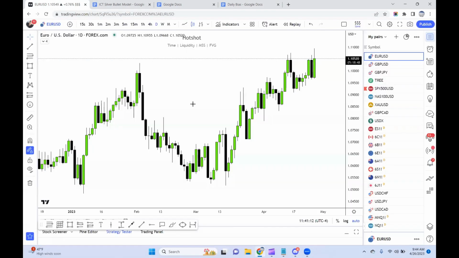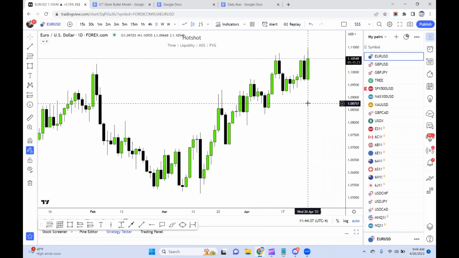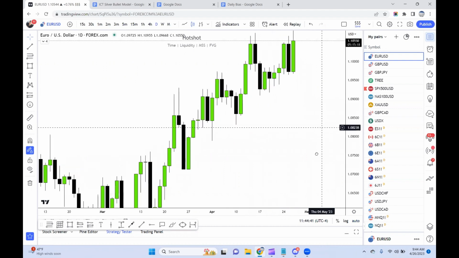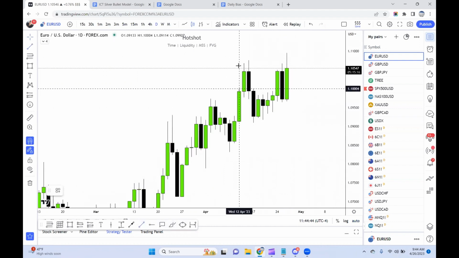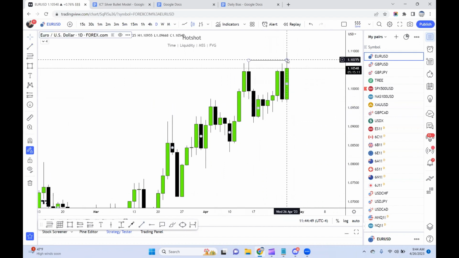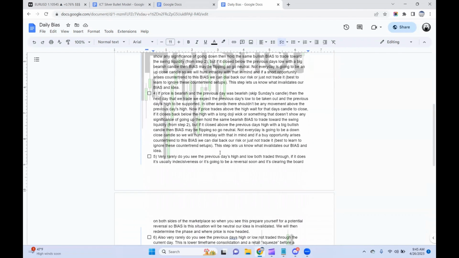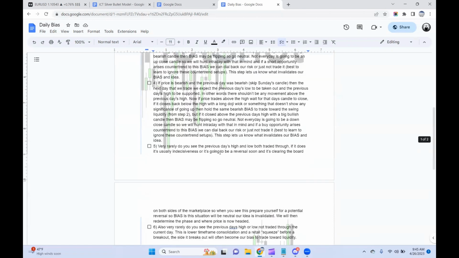So if we bring up Euro USD right now, okay, this is the current day's candle. It's April 26th, Wednesday. And so currently, if you notice here, price ran out some buy side liquidity, right? So at this time, we are neutral, okay? Now at this time, we would implement ICT's purge and revert approach. However, for this specific video, we're not going to implement ICT's purge and revert approach, okay?